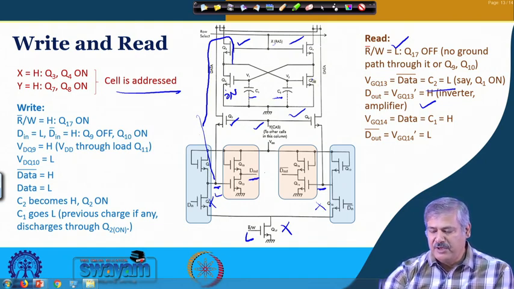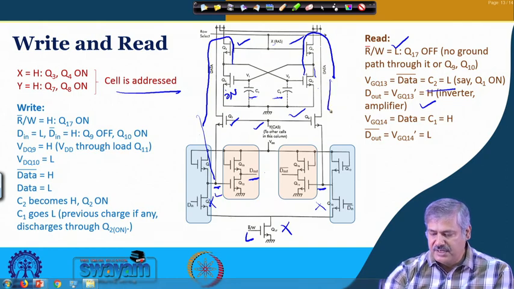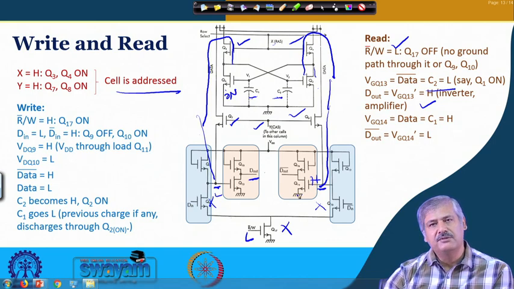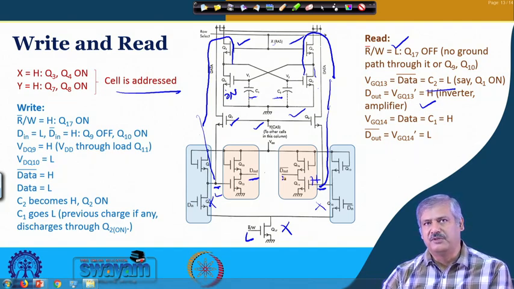And at that time, what will happen to this line? C1 is high and Q2 is off, so this high comes over here through this data line and reaches this point. So this transistor, Q14, is on, and this output is low. This is the way data is read from the cell.